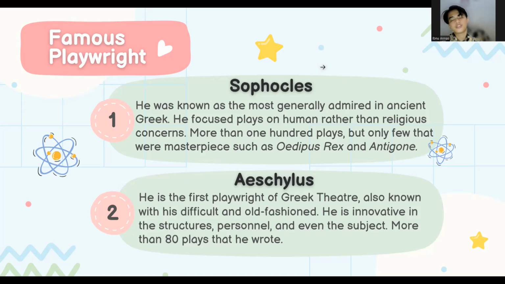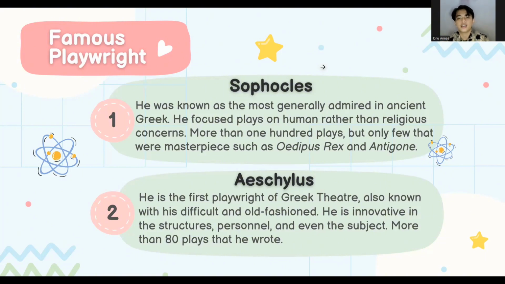He introduced a third actor on the stage, and he allowed even more complex interaction. His famous work is Oedipus Rex, a tragedy about fate and free will. It's a perfect example of dramatic irony, in which the audience knows something that the protagonist does not.